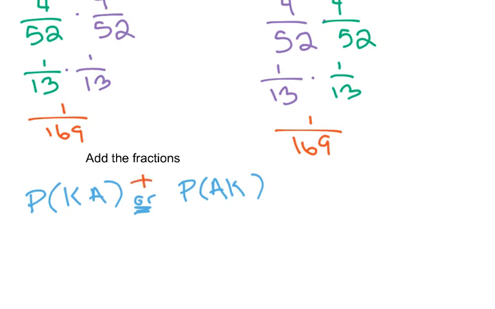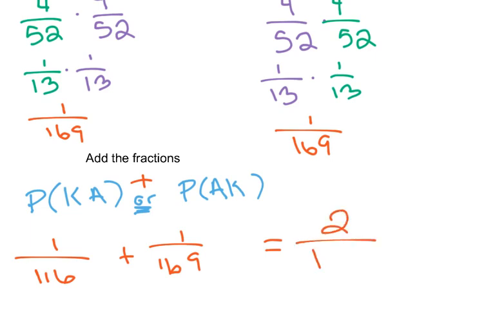So in our scenario, probability of king then ace is 1/169th, plus probability of an ace then king is 1/169th, and we add those two values together, we have 2 out of 169, excuse me. Again, simplified fraction, no percentages.